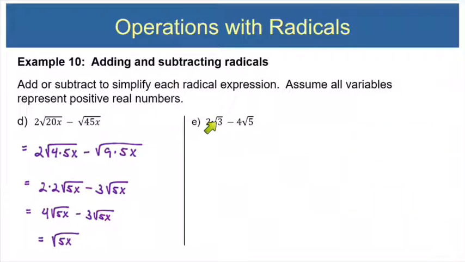Alright, now on part E, we have 2 square root of 3 minus 4 square root of 5. Both of these radicals are fully simplified, and they are not the same. So this is an example of an expression that cannot be simplified.